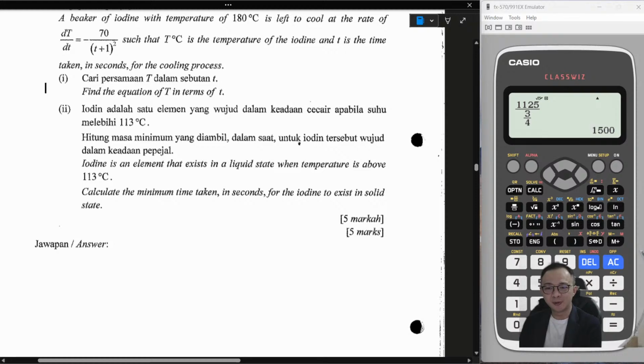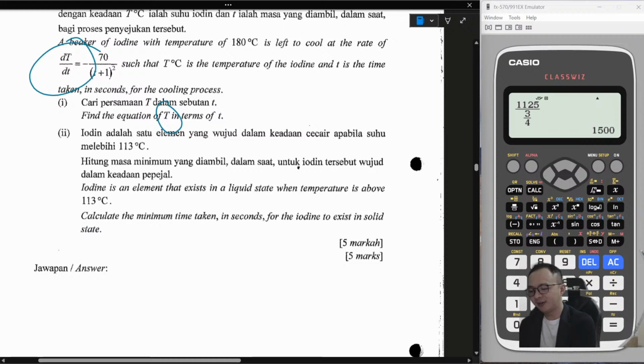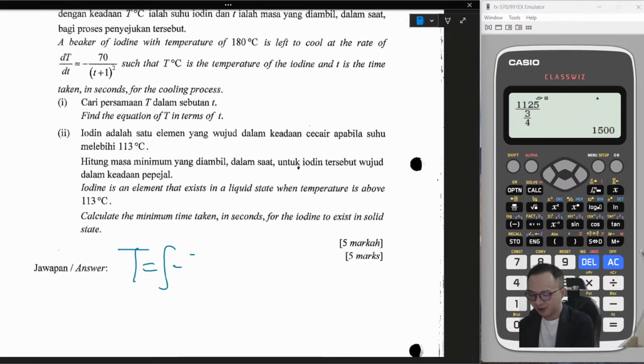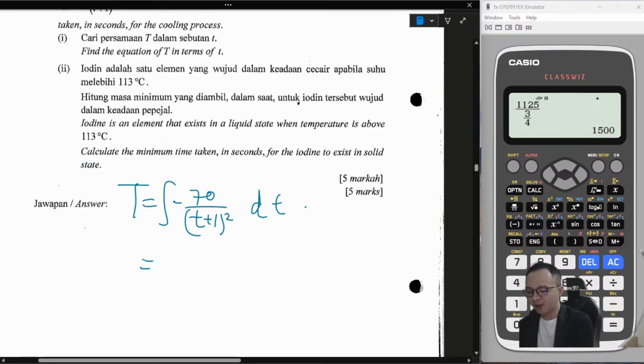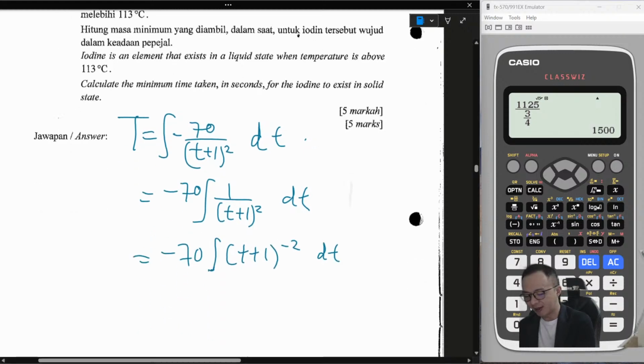Okay, so now you want to find the equation of T from the differentiation. We will just do an integration, isn't it? So capital T equals the integral of negative 70 over (T plus 1) squared dt. If I integrate normally, I will take out the constant value, so this becomes 1 over (T plus 1) squared dt, which is basically (T plus 1) to the power negative 2 dt. I will just integrate them.